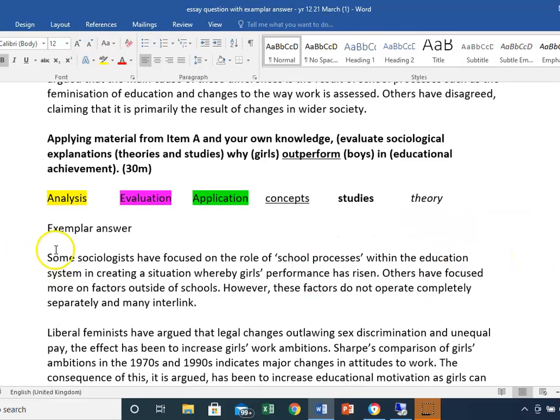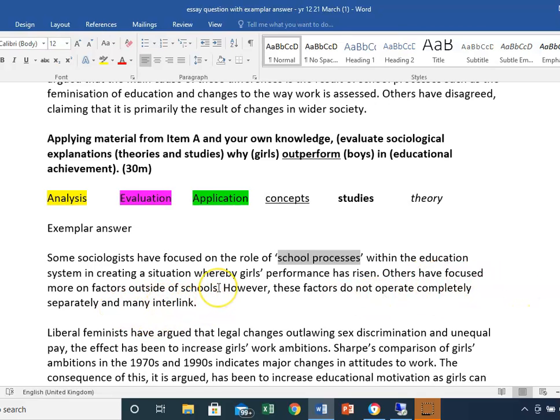So the introduction. Some sociologists have focused on the role of school processes within the education system in creating a situation whereby girls' performance has risen. So straight away they've got use of the item in there. Okay, I'm not going to add an annotation on there for the item, but that is straight from the item. Others have focused more on factors outside of schools. However, these factors do not operate completely separately, and many interlink.